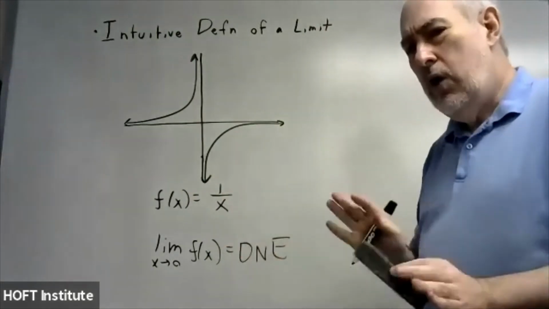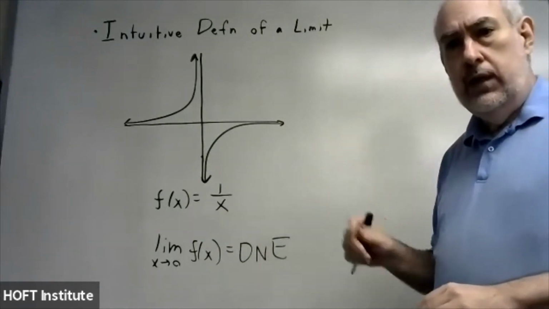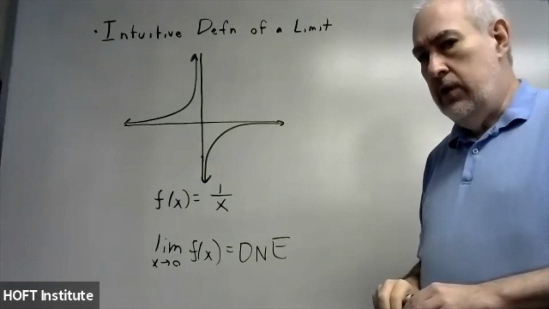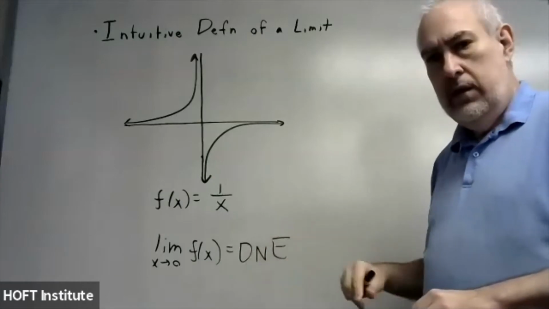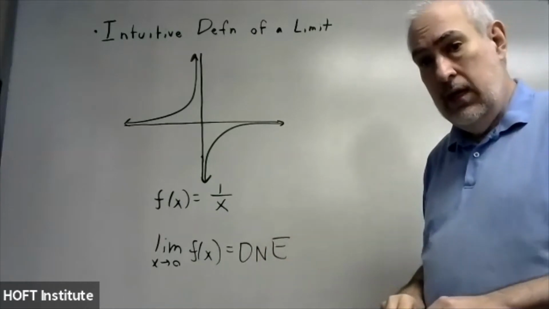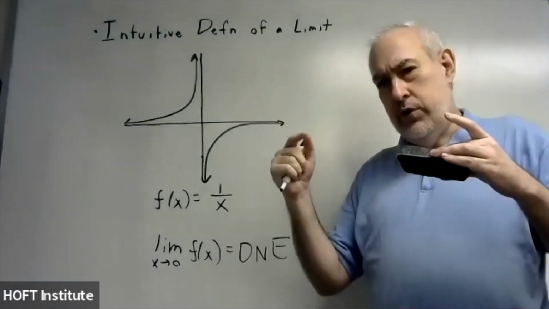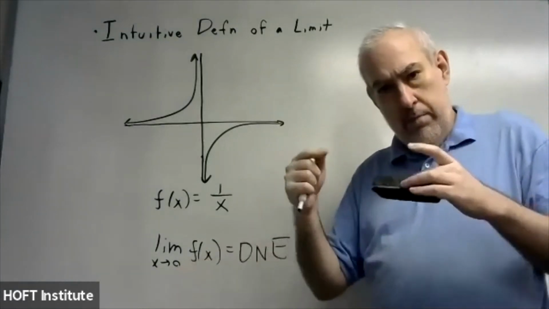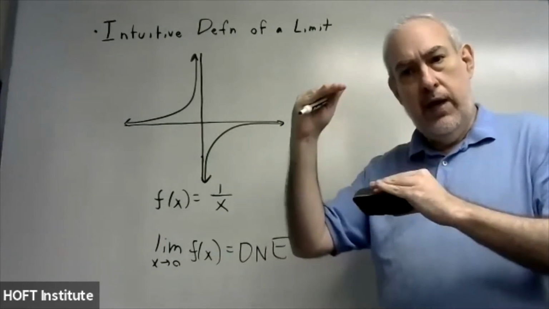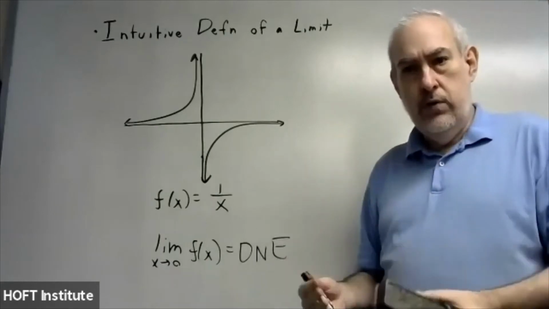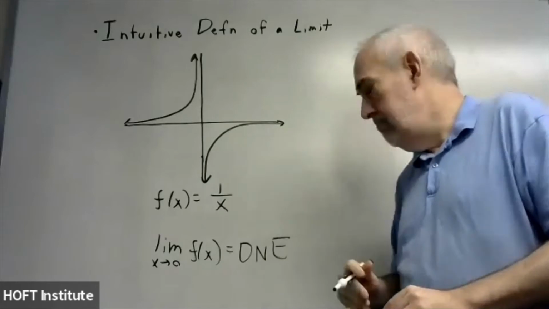And in fact, I'll talk about limits that go to infinity in another video, probably the next one. But for now, we'll just say that this limit doesn't exist. Okay, so in order for a limit to exist, as x approaches this number from both sides, both the heights from both sides have to approach the same value, some real number value, not infinity.